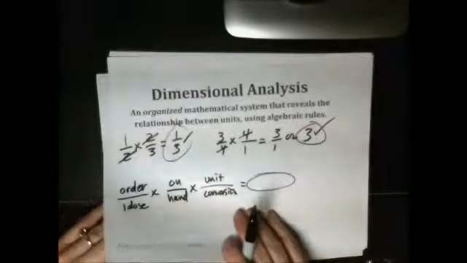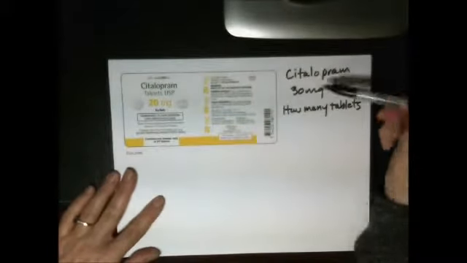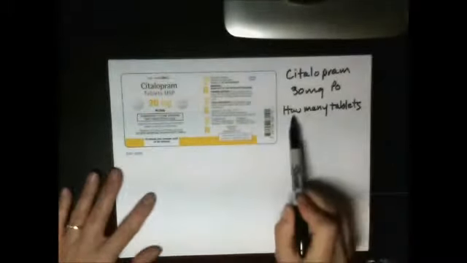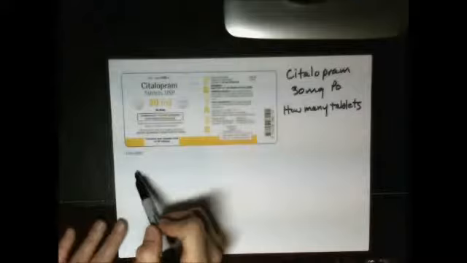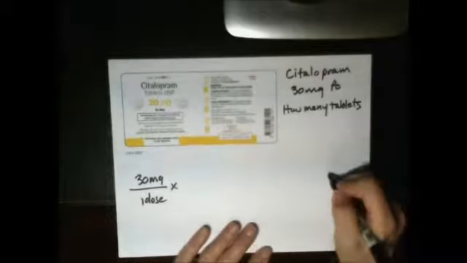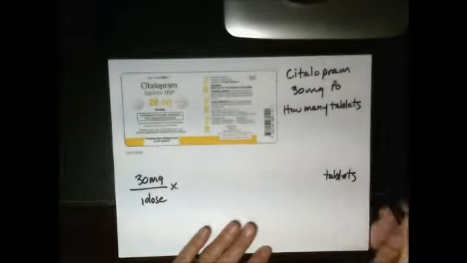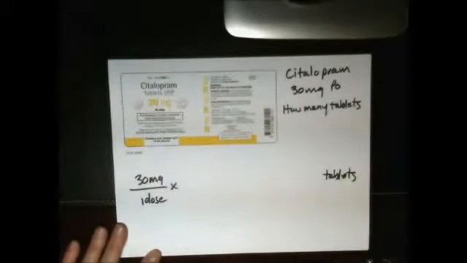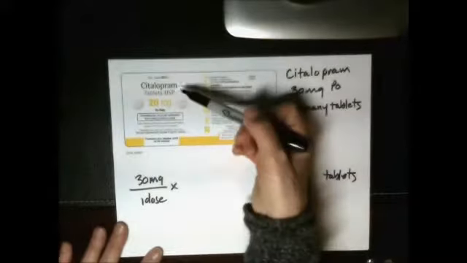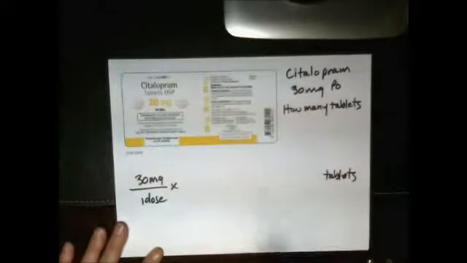Let's practice a few problems. Our order is for citalopram, 30 milligrams PO, and we want to know how many tablets to administer. So we're going to start by putting our order on the left-hand side in an organized fashion. We want 30 milligrams over 1 dose. We want our answer in tablets. So just to organize things nicely, I'm going to put tablets over here so I know what I'm looking for in my end result. In our pharmacy, we have 20 milligram tablets.